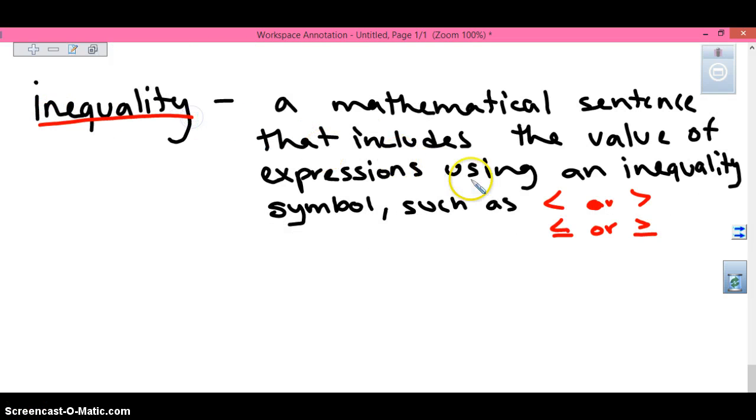An inequality is a mathematical sentence that compares the value of expressions using an inequality symbol such as less than or greater than or less than or equal to or greater than or equal to. For example, we could say -1 is less than 2, or we can say 5 is greater than 0.